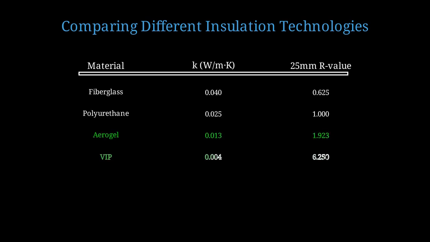To put everything in perspective, let us compare the thermal performance of different insulation technologies at the same thickness. This table compares thermal conductivity and R values for 25 mm thickness. Aerogel provides 3 times the insulation of fiberglass. Vacuum insulation panels provide 10 times the insulation.